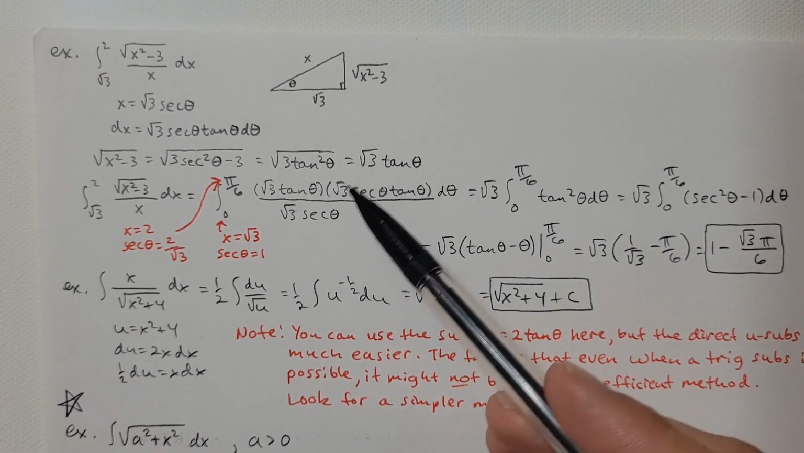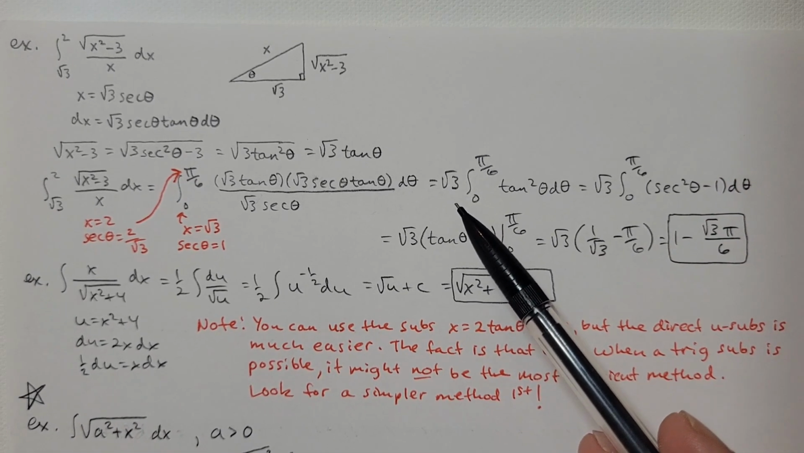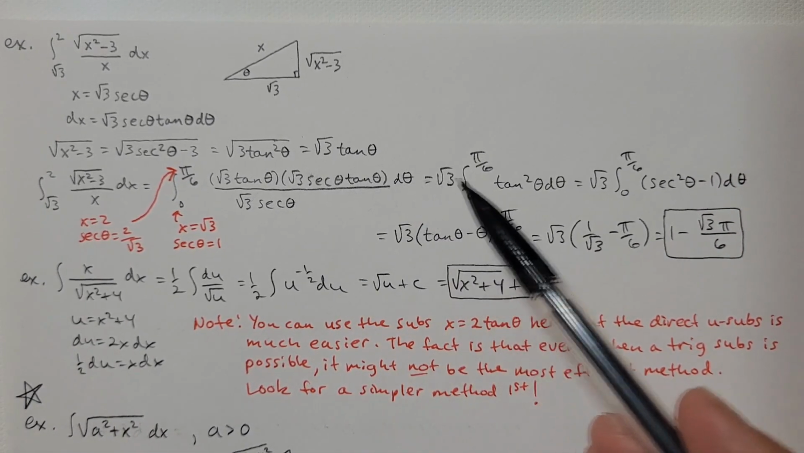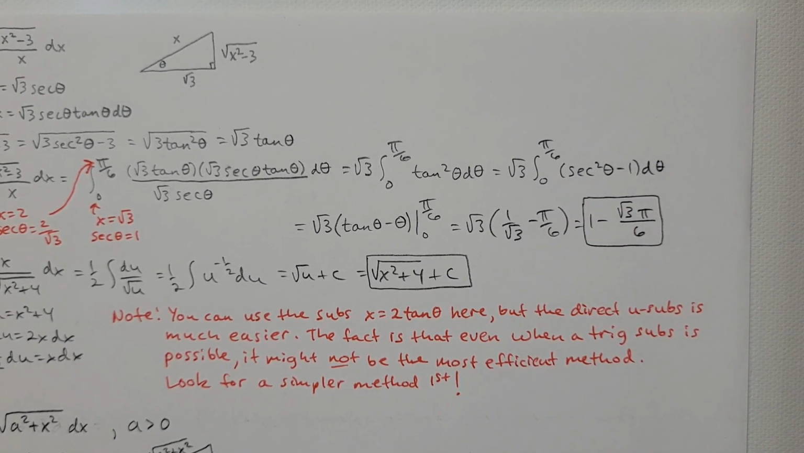These root 3's will cancel. Here's a root 3. You can bring that outside the new integral. Secant theta will cancel. Okay, so you're going to have root 3 times the integral going from 0 to pi over 6 of tangent squared theta d theta. Well, tangent squared theta is secant squared theta minus 1.